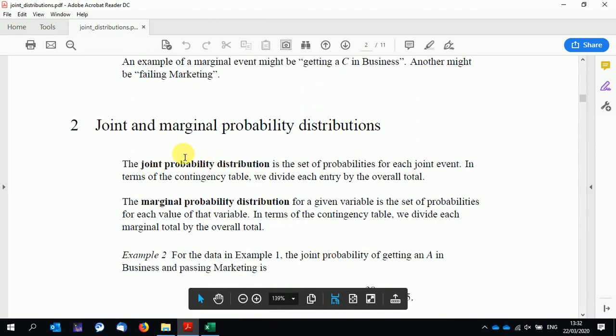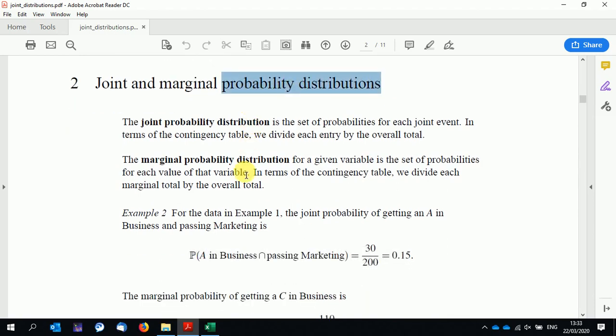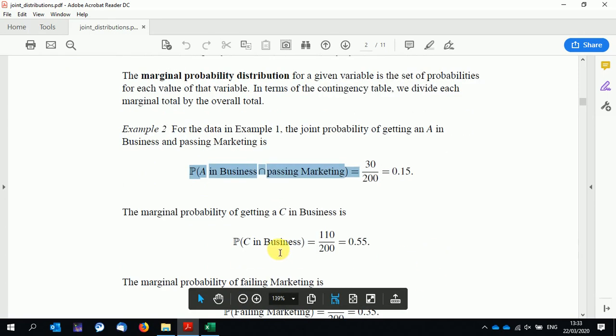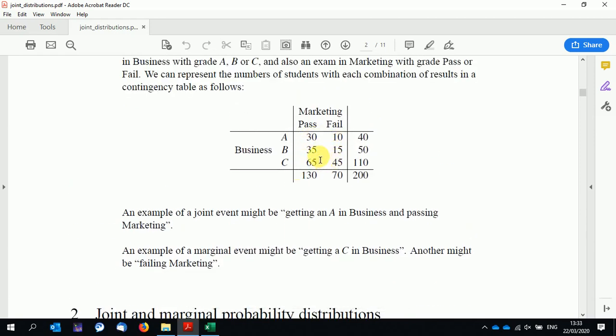And then we can move on to the distribution of probabilities here. For example, we might ask you to find, so we're looking at a joint probability first, and then a marginal probability next. For a joint probability, the question could come from any of these six values here.